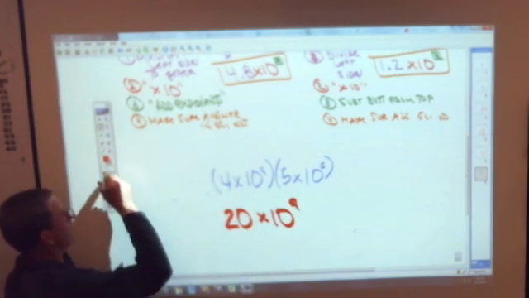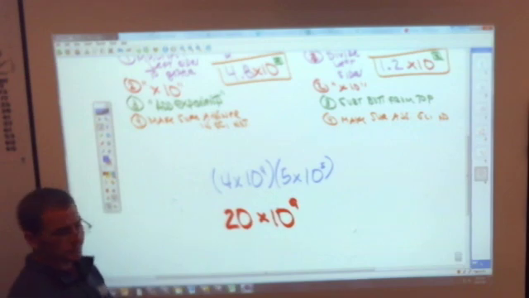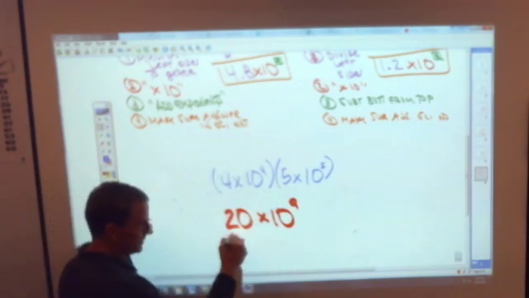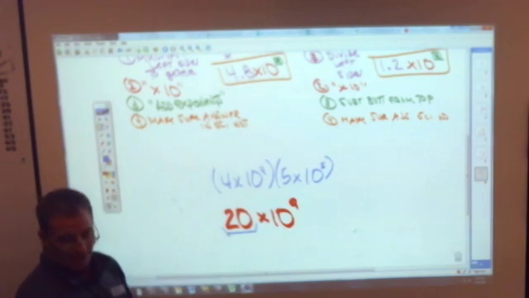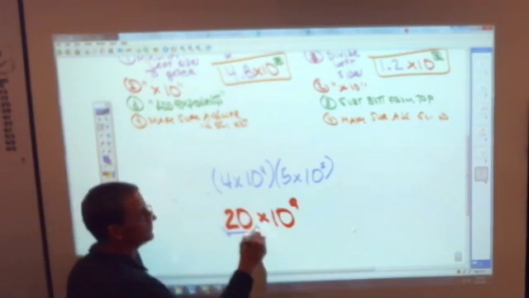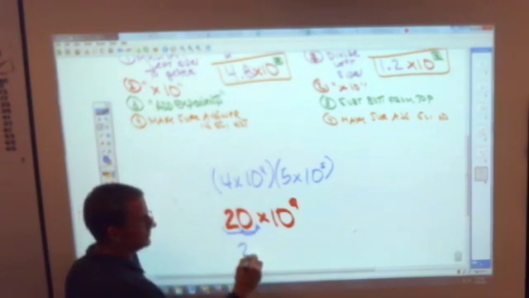This, if you write this down on your paper, will be wrong. Because my answer is not in scientific notation, because I am not allowed to have a 20 there. What's the fix, you ask? This is the part you just have to get used to doing. Well, the decimal starts here. To make this number between 1 and 10, I just move it back one place and put it there, and I make this 2.0.